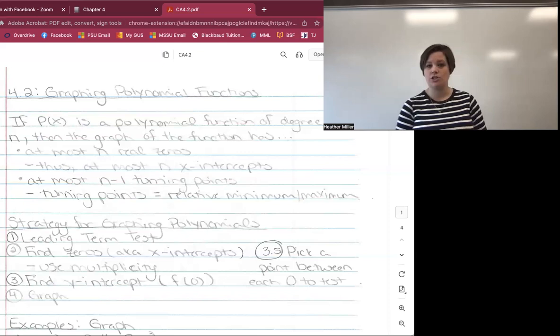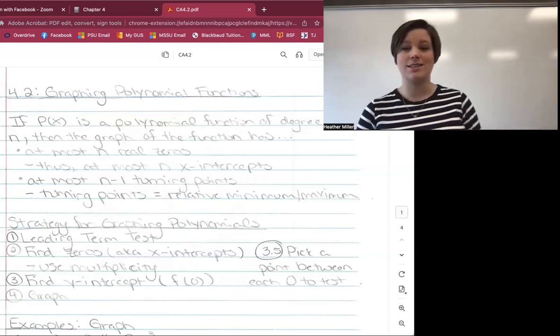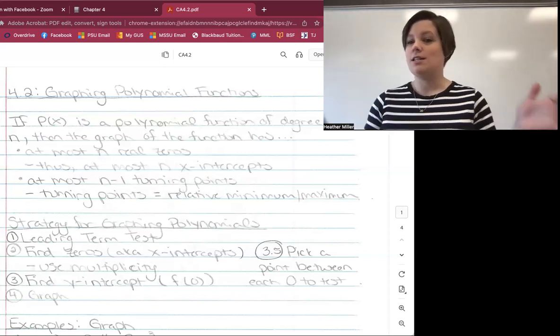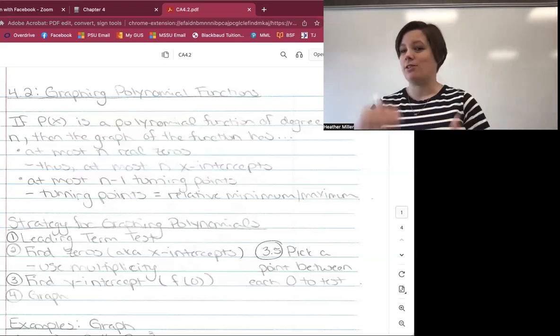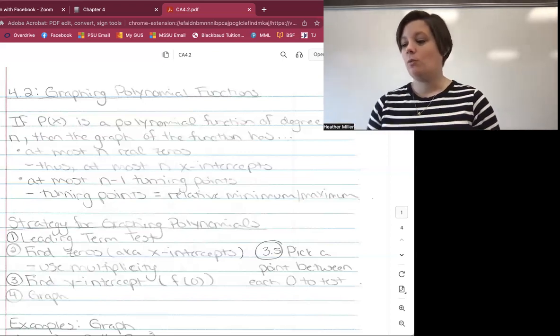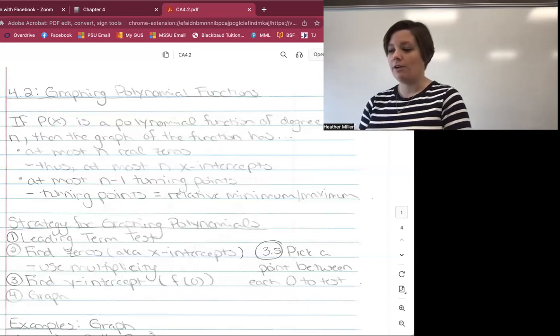Remember that leading coefficient test, or the leading term test, tells us the end behavior. It doesn't tell us what happens in the middle, which is why we have all these other steps to help us figure out what's going on in the middle of our graph.